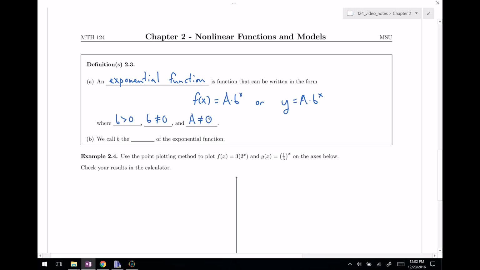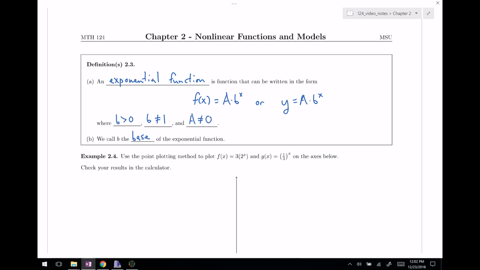If you want it to be a true exponential, b should be greater than 0. It should not be 0. That's already solved. B should not be equal to 1. There we go. And a should not be equal to 0. Otherwise, it's not really a true exponential. And then finally, I've been saying this a few times, but I want to have it in our notes, that we call b the base of the exponential function.